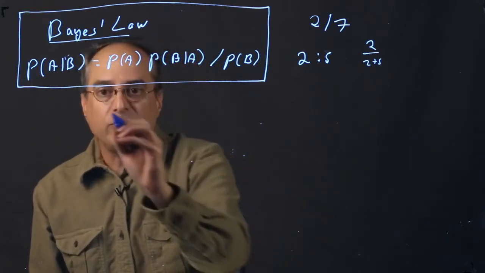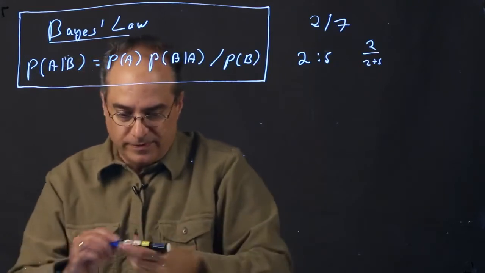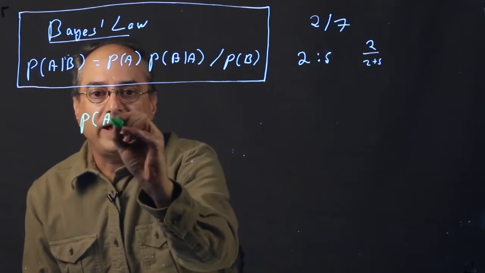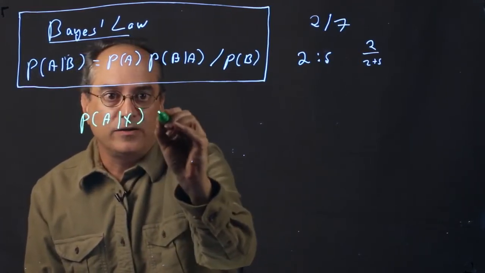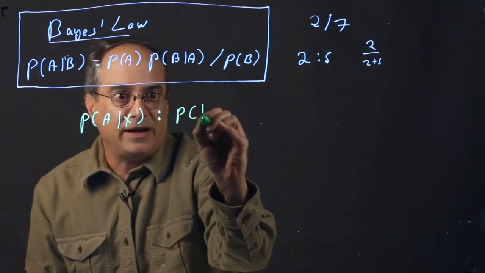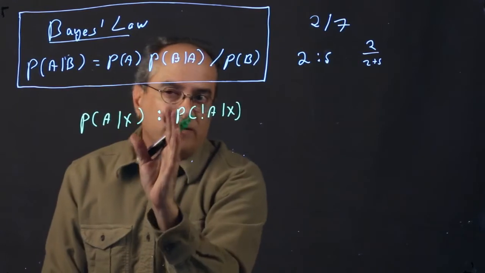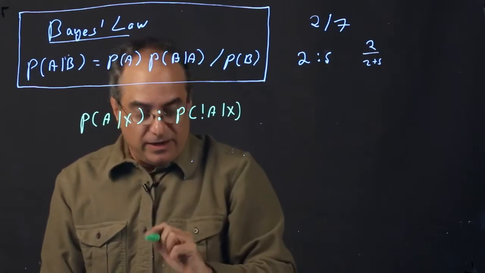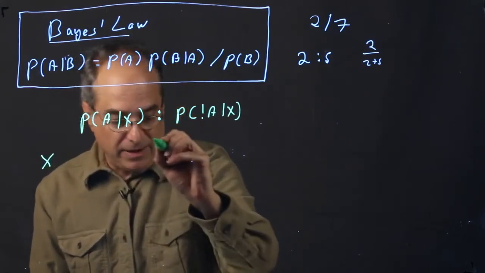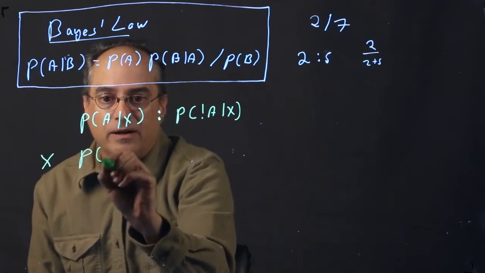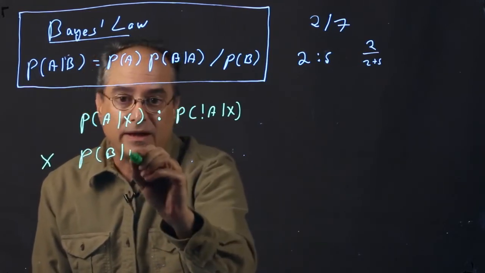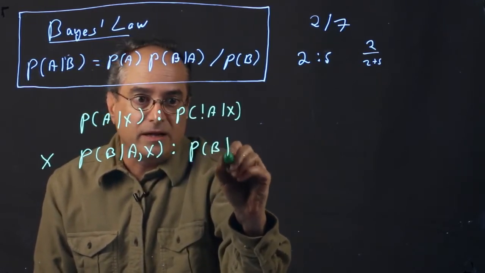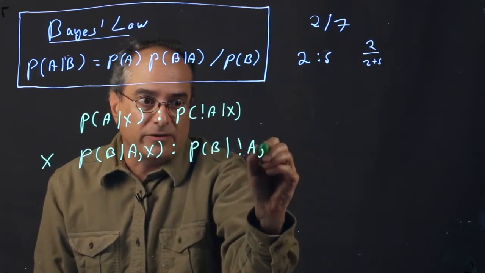So let's write down the odds ratio. P(A given X) to P(not A given X). X is going to be any condition, possibly even an empty condition, making P(A given X) just P(A). Now, what we're going to do in odds world is multiply by this arbitrary expression here, P(B given A and X) to P(B given not A and also X).